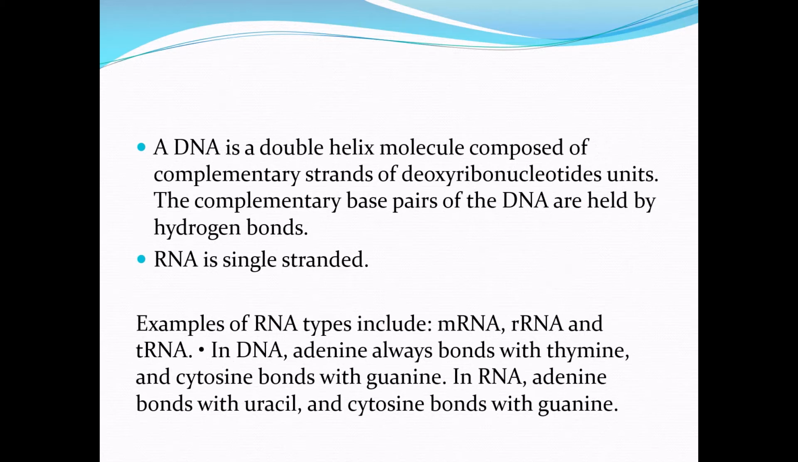deoxyribonucleic units. The complementary base pairs of the DNA are held by hydrogen bonds. RNA is single-stranded. Examples of RNA types include mRNA, rRNA, and tRNA. In DNA, adenine always bonds with thymine, and cytosine bonds with guanine. In RNA, adenine bonds with uracil, and cytosine bonds with guanine.